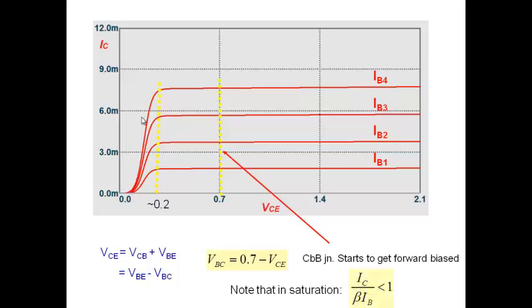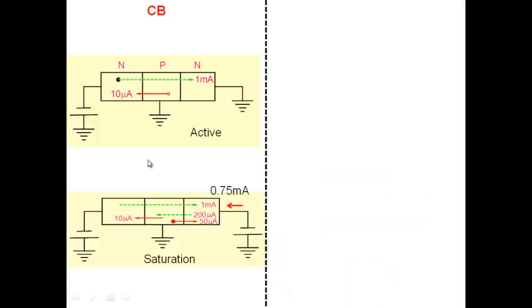Okay? And note that in this region here, again, saturation is characterized by IC/(beta IB) becoming less than 1. So in this region, IC/(beta IB) is 1. And when I go here, the collector current becomes small. Base current is still the same. So IC/IB is less than beta. So this is the characteristic of saturation.